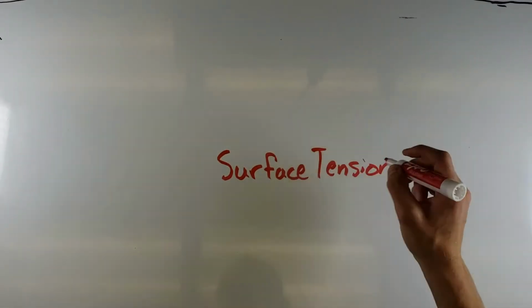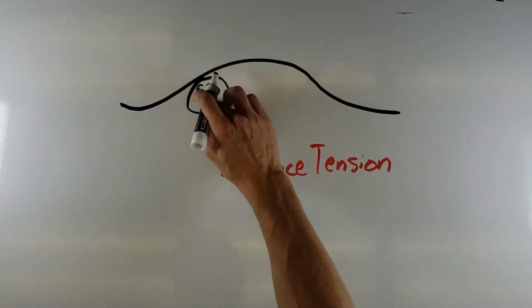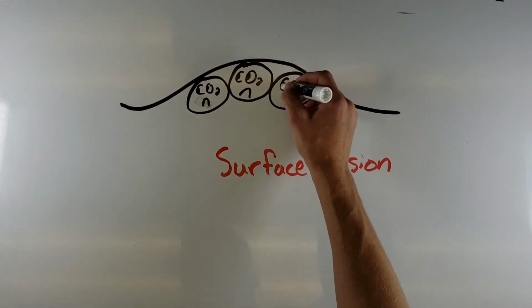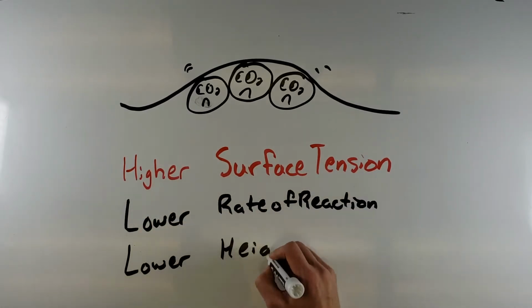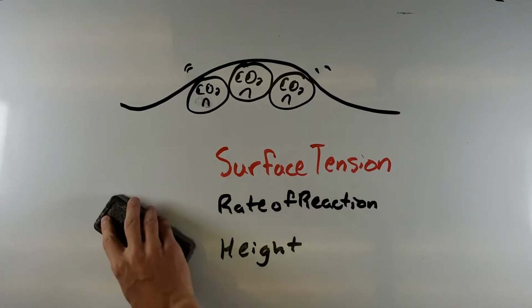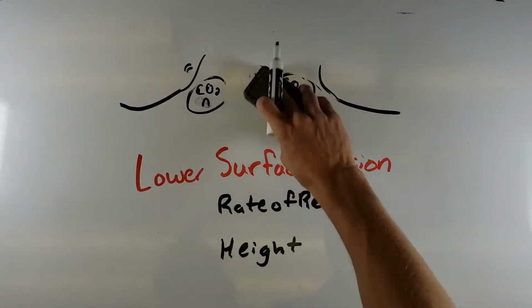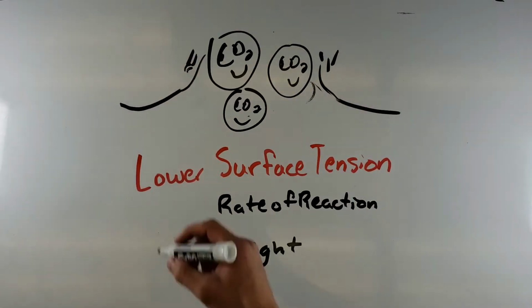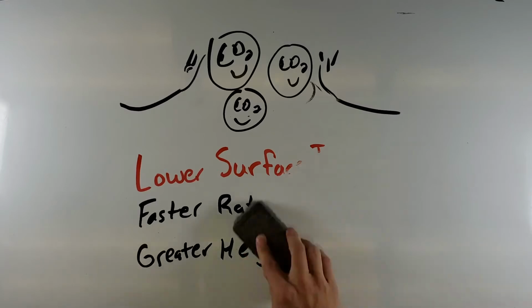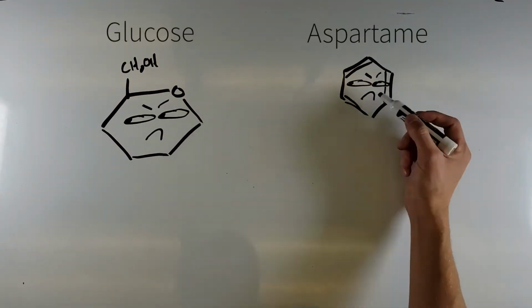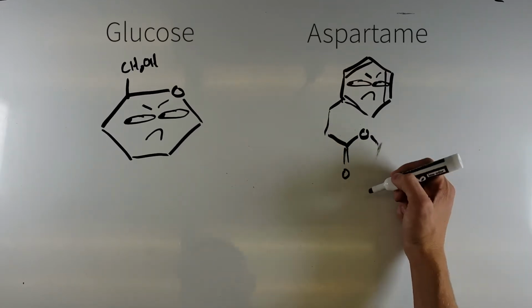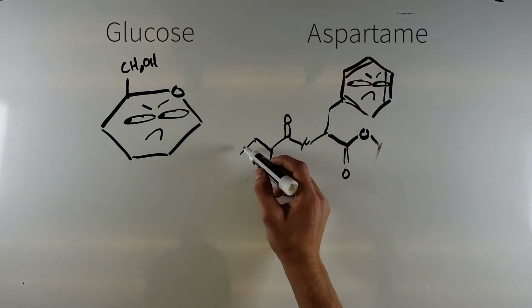Surface tension plays a large role in both the speed of the reaction and the height of the geyser. The higher the surface tension, the slower the reaction, and the smaller the height. The lower the surface tension, the faster the reaction and the greater the height. The more stuff in the liquid, like sugar or aspartame, the lower the surface tension. This is why soda creates a higher geyser than seltzer.